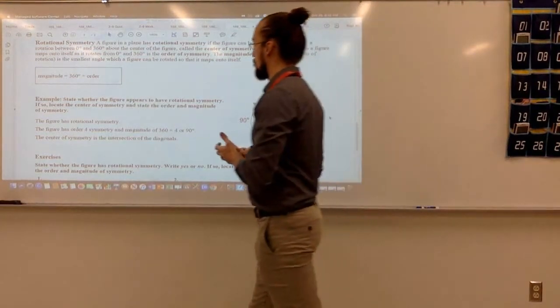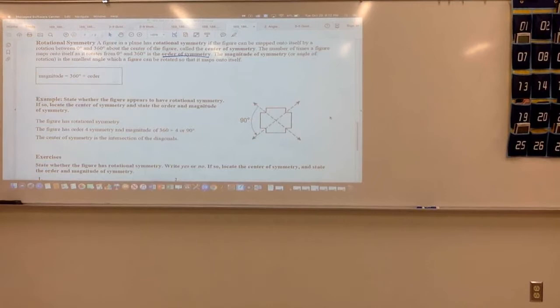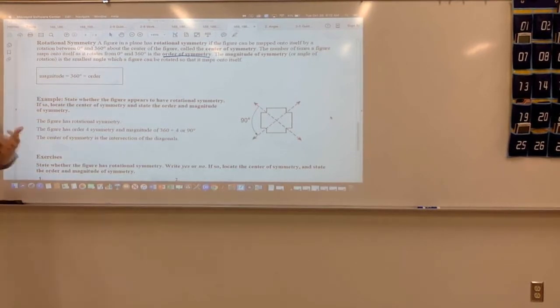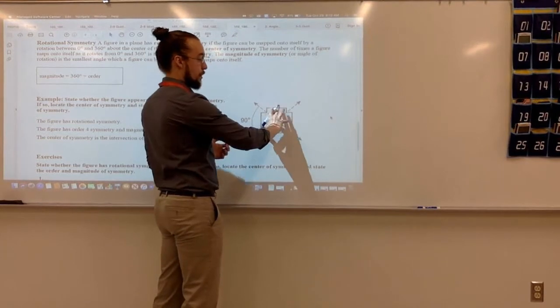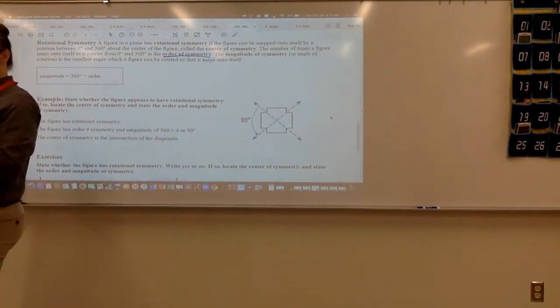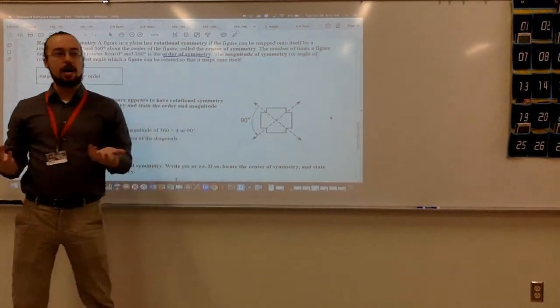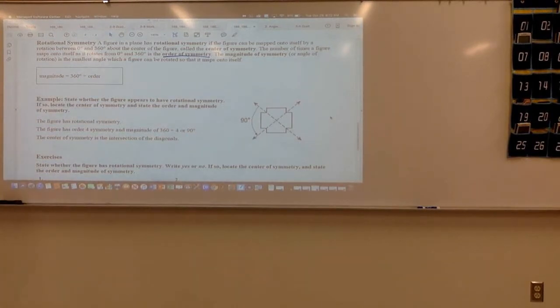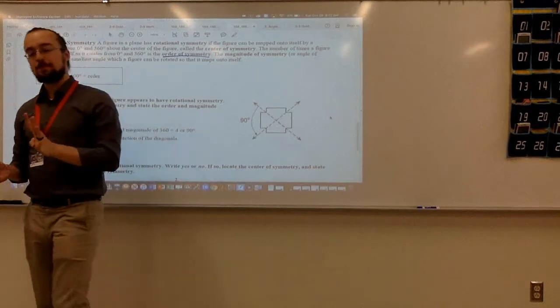A couple of vocab words. The order of symmetry is the number of times a figure maps onto itself between 0 and 360. Essentially, we're looking at how many things around the edge of the figure we have that are exactly the same. In this case, there are 4 identical sides to this figure. So we would say the order of this figure is 4.